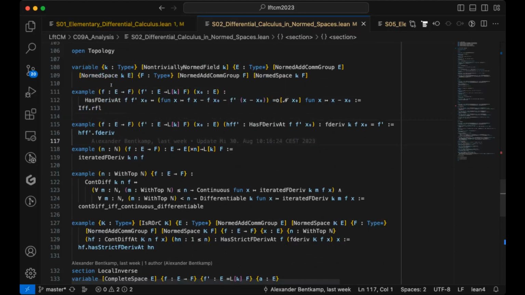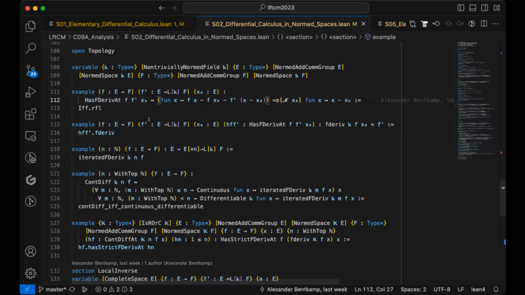So here, little f is now a map not from k to f, which is what we had previously, or from r to f, or from c to f, but from e to f. So there's multiple variables in e. And we can talk about its derivative. It ends up being a continuous linear map. So this is the notation for a continuous linear map. And HasFDerivAt is just the notation for saying the derivative of f at x0 is f dash.